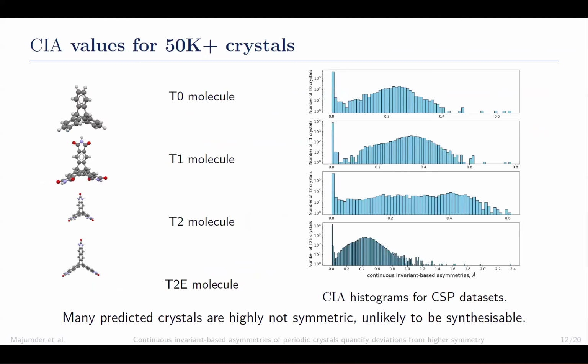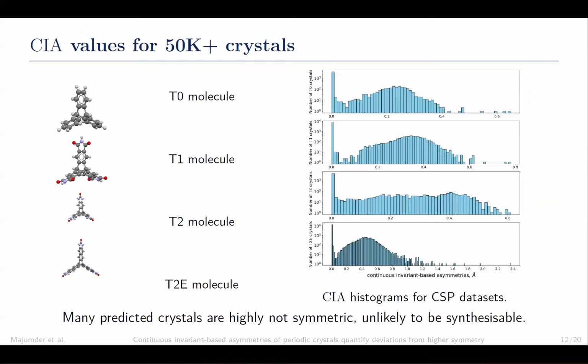Now I shall discuss the CIA values on these 4 CSP datasets. On the left-hand side of the slide, we can see the 4 molecules on which these crystal structures were predicted, and on the right-hand side, their CIA histograms are given. The y-axis represents the number of crystal structures in the log scale, as powers of 10, and the x-axis represents the CIA values. The first bin in each plot, which is also dominant in each plot, corresponds to the value of 0 for CIA, and each subsequent bin increases in steps of 0.01.